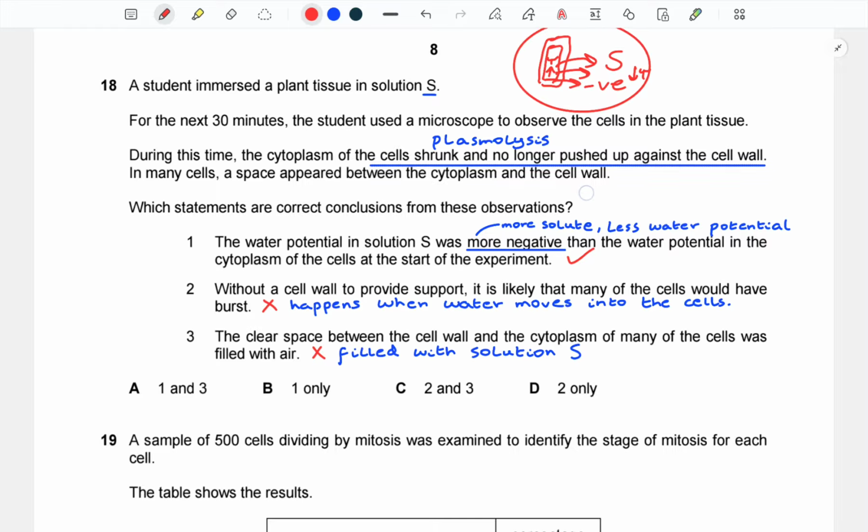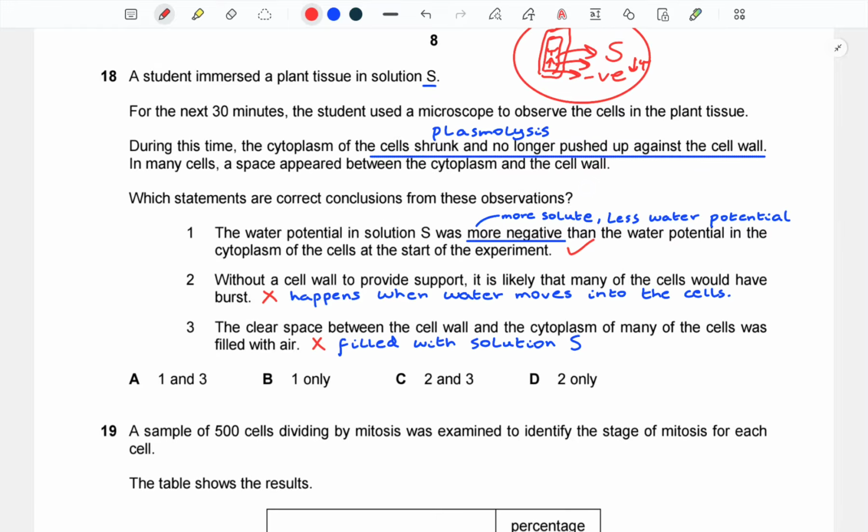Option 2 states without a cell wall to provide support, it is more likely that many of the cells would have burst. This is wrong because this only happens when water moves into the cells rather than water moving out, which basically describes turgor pressure. Number 3 states the clear space between the cell wall and cytoplasm in many of the cells was filled with air. This is wrong. It is filled with solution S, not with air, because of the permeability of the cell wall. Hence, our answer for 18 should be B, 1 only.